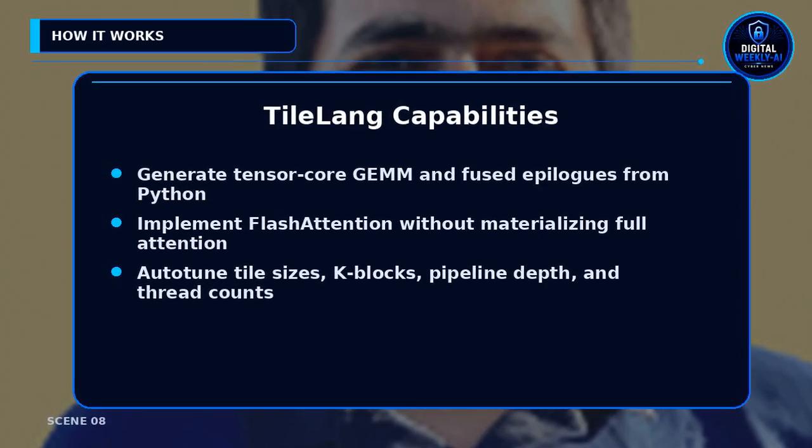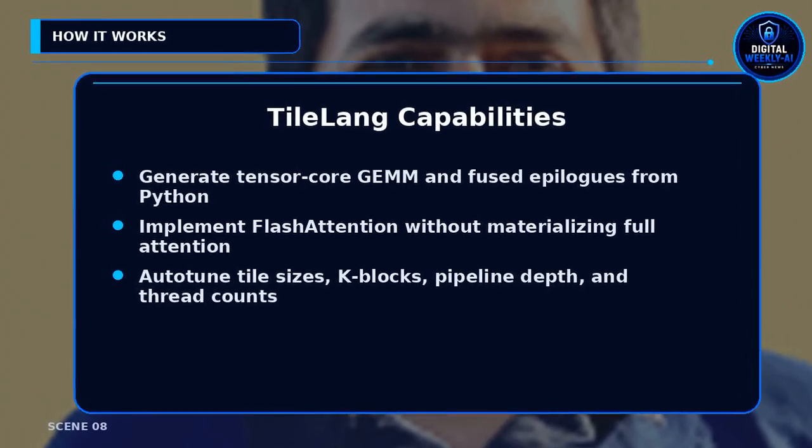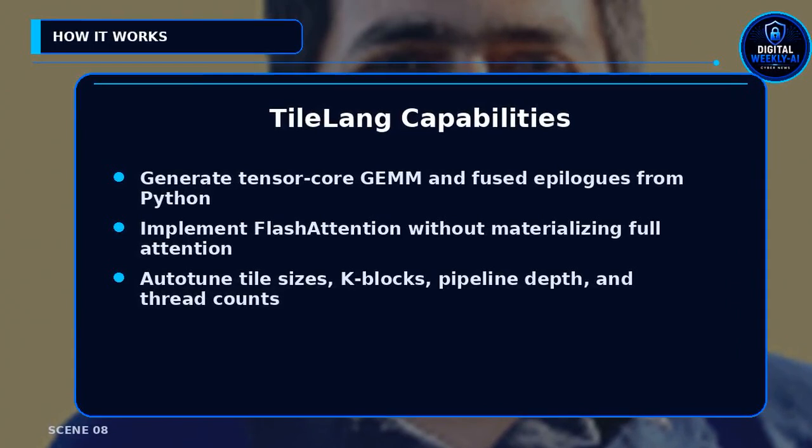TileLang is a Python DSL that compiles high-performance GPU kernels via TVM. The tutorial covers tiled tensor core GEMM and fused epilogues. It implements register-resident row-wise softmax and a fused FlashAttention forward kernel. Generated CUDA inspection and device debugging are shown. Auto-tuning searches tile sizes, pipeline depth, and thread counts.